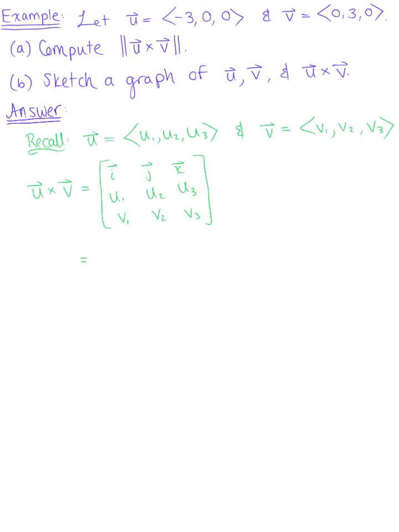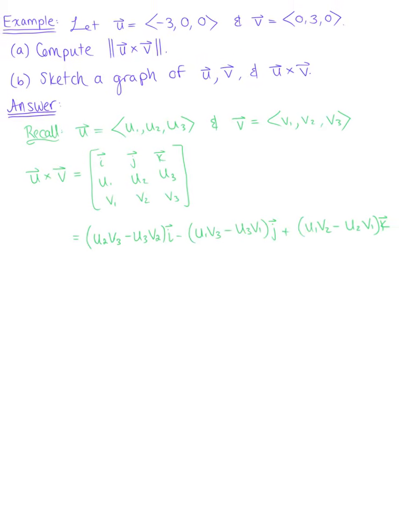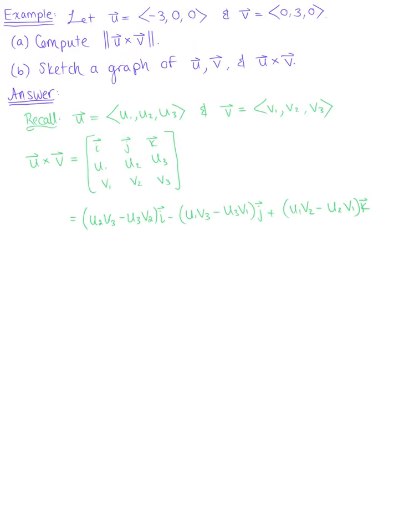And this simplifies down to u sub 2 times v sub 3 minus u sub 3 times v sub 2 i hat, minus u sub 1 times v sub 3 minus u sub 3 times v sub 1 j hat. We need a little bit more room. And then that's plus u sub 1 times v sub 2 minus u sub 2 times v sub 1 k hat. And so this is the formula for our cross product, which we're going to need here.